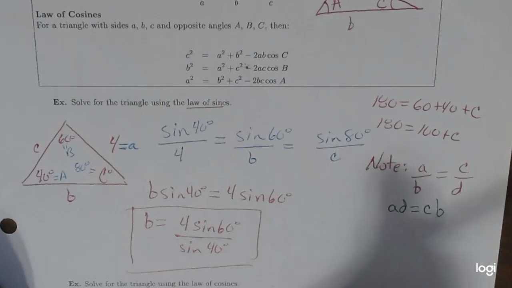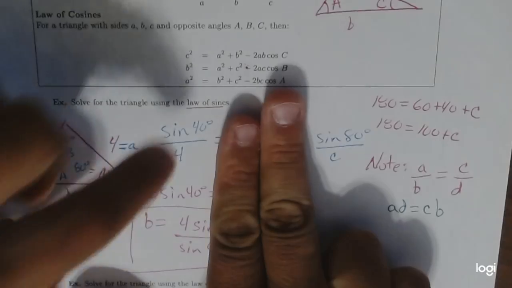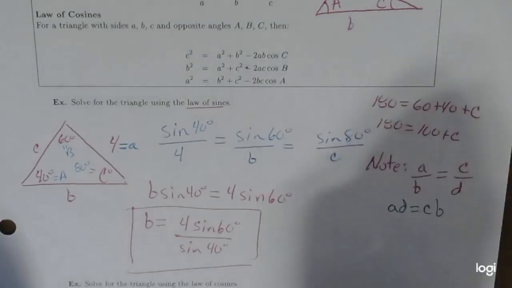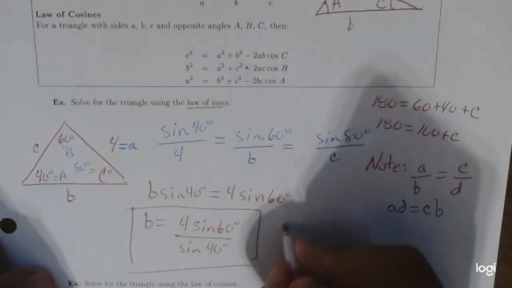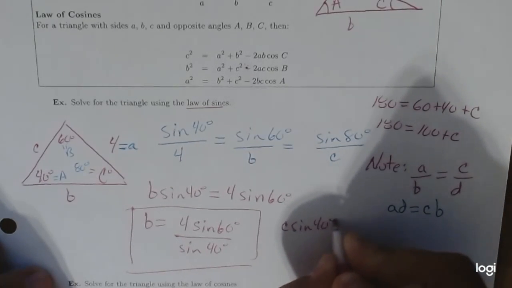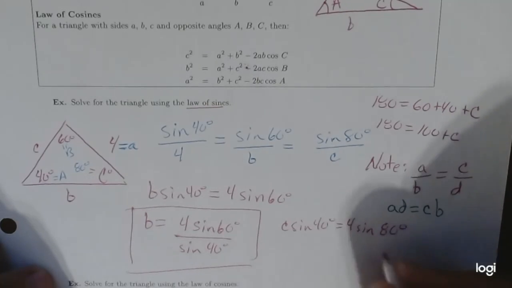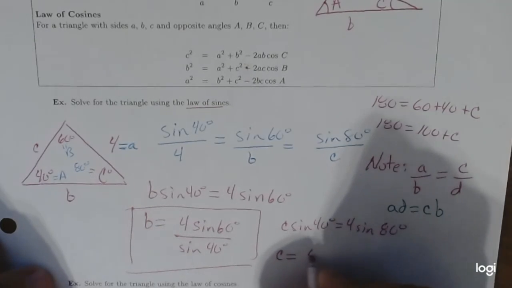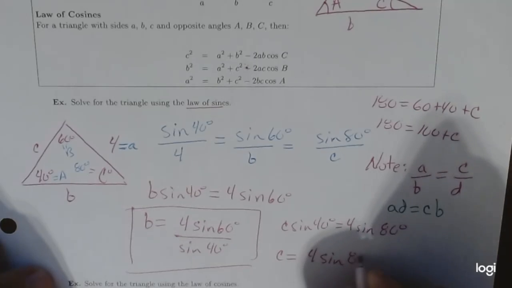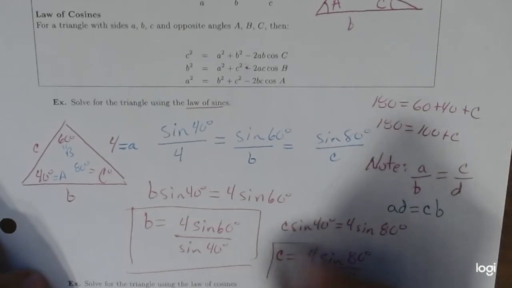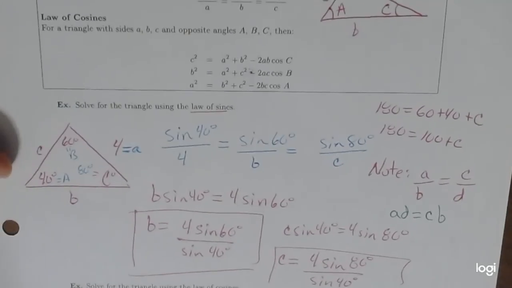Which means we'll do the same thing on the other side, with the same exact template. If I just cross up the middle, we're going to cross multiply to find what side C is. So C times sine 40 degrees is equal to 4 times sine of 80 degrees. Then just divide, so side C is going to be 4 sine of 80 divided by sine 40 degrees. And there are the two sides, using the law of sines.